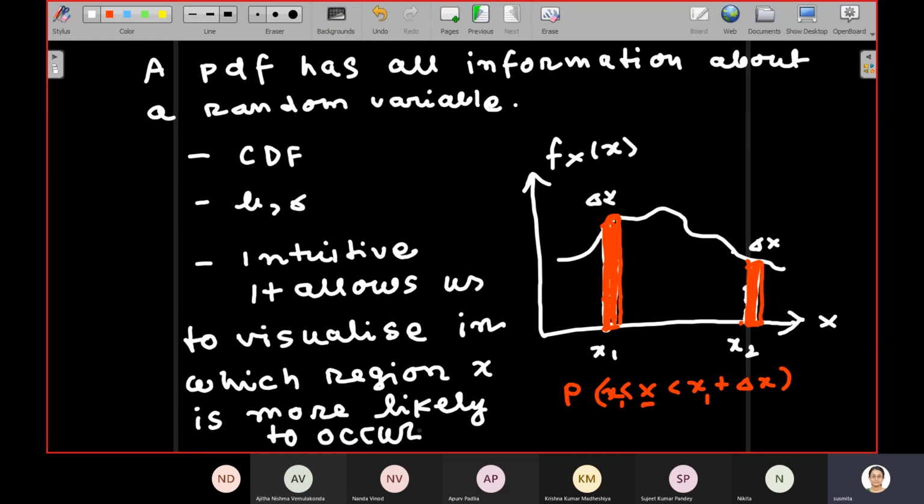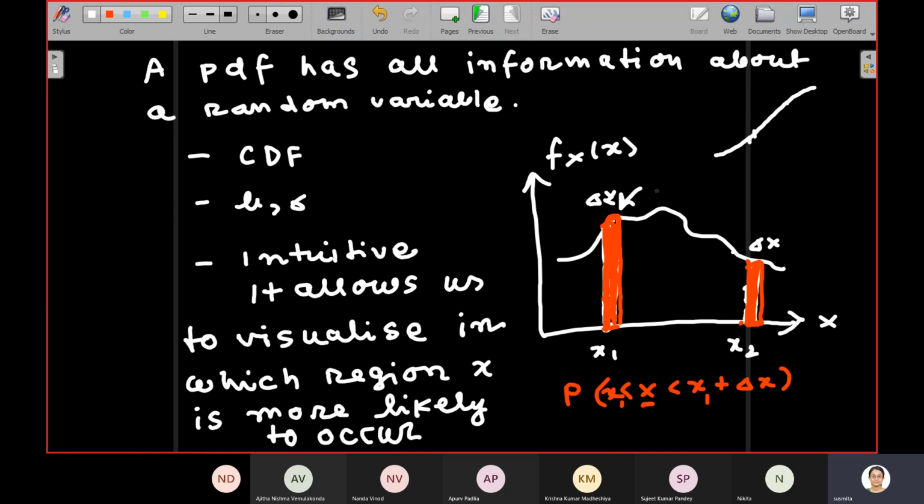Now we can get this information from the CDF also, but it is not as evident as the PDF. So in case of the CDF, we need to look at the slope, in which region the slope is steeper. That is a little difficult to find out. This one actually tells this information quickly.